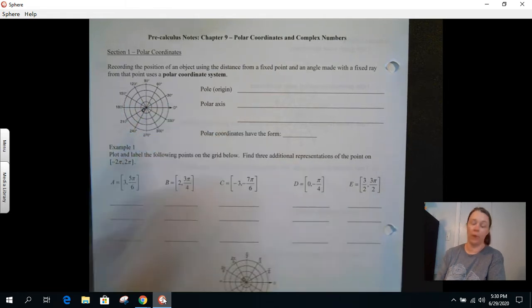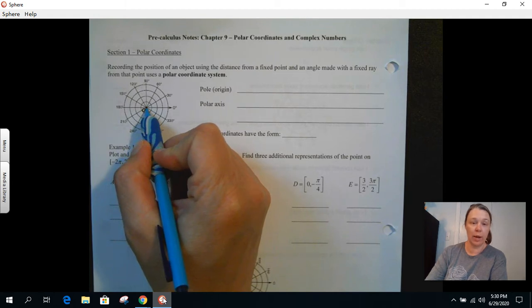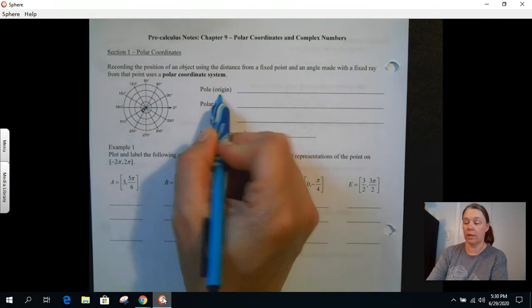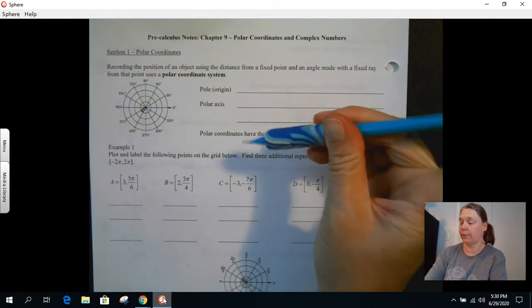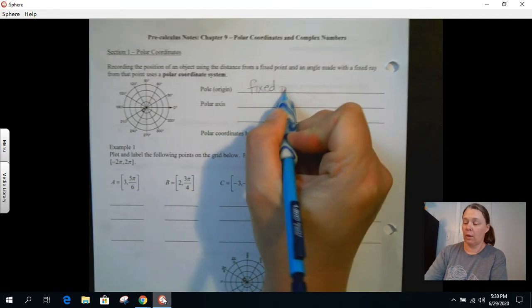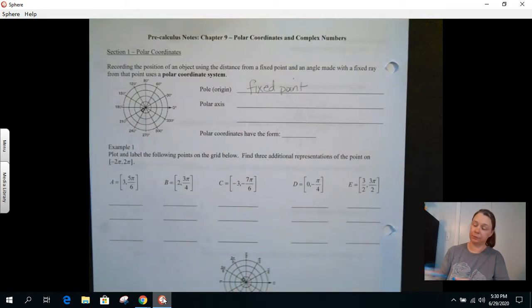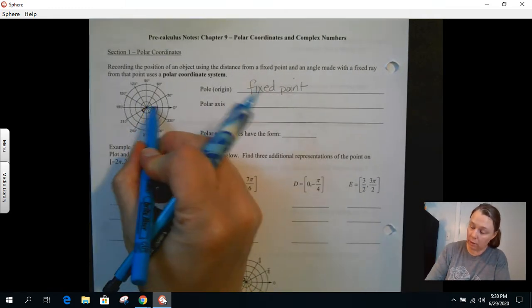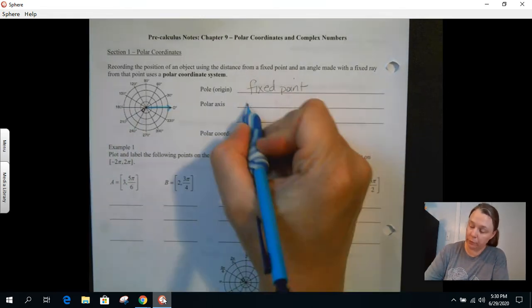You might notice that you have all of these angle measures, and then you have all of these rings. So this fixed point here, which if we were thinking about a regular XY coordinate, we might think of as the point 0, 0, we're going to call this our pole or the origin. This is going to be our fixed point. The polar axis is the horizontal ray directed to the right of the pole.